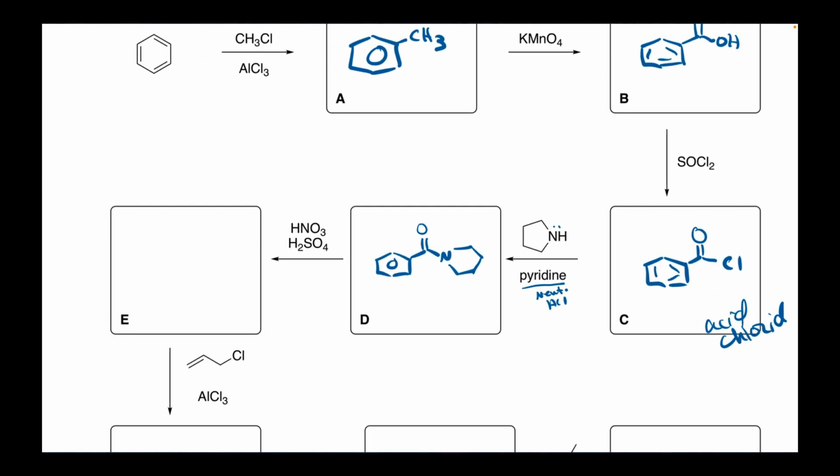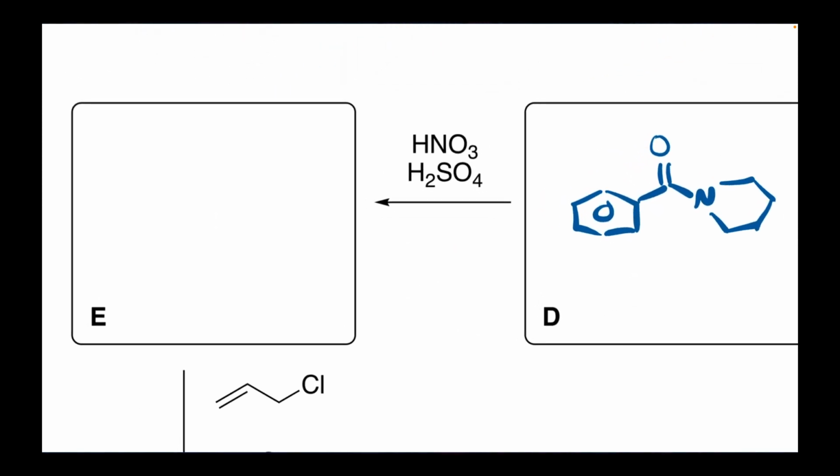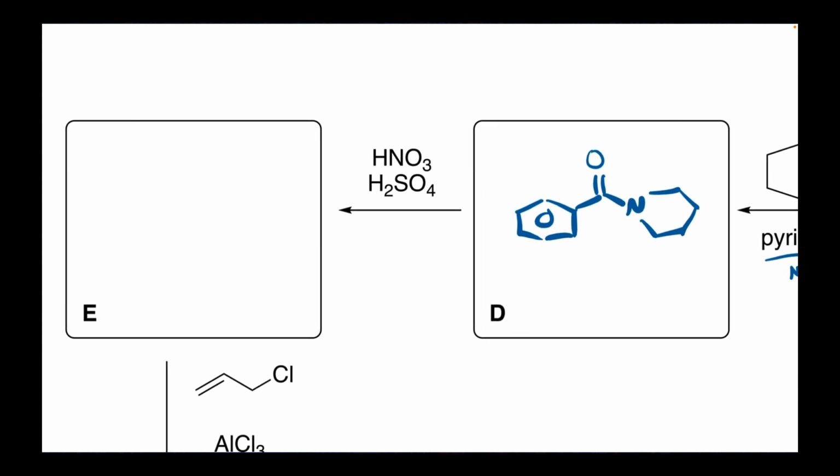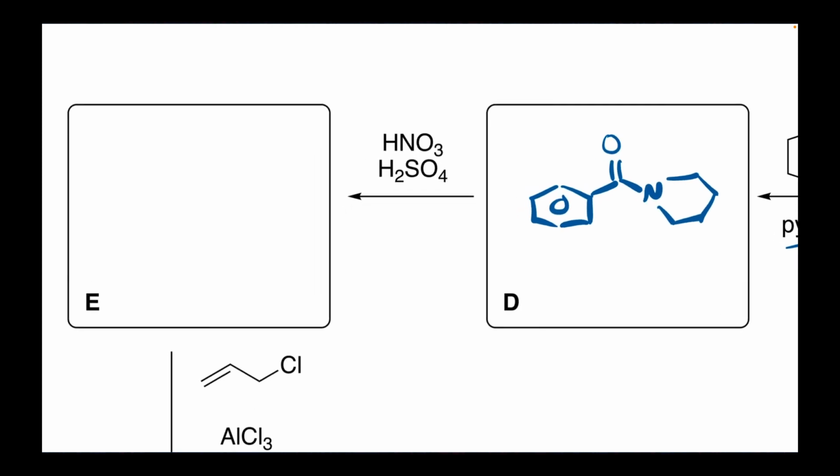Now we have this molecule, and we want to react it with nitric acid and sulfuric acid. Are we going to add NO2 to the para position? So that's a good question. Yes, this is a way to generate NO2 plus, so that's what's being added to the benzene ring. And which position would it go to? It would be meta, yes, and why?